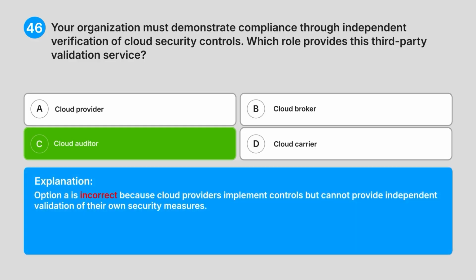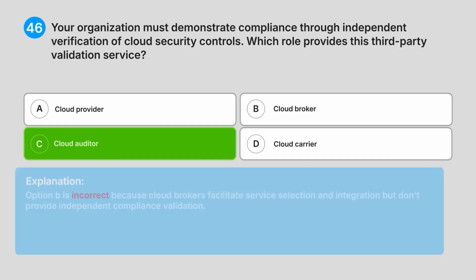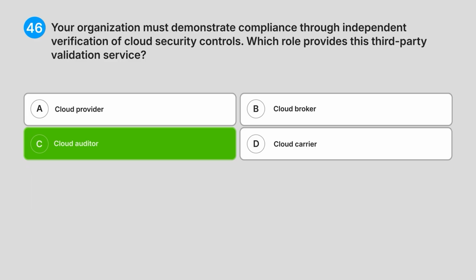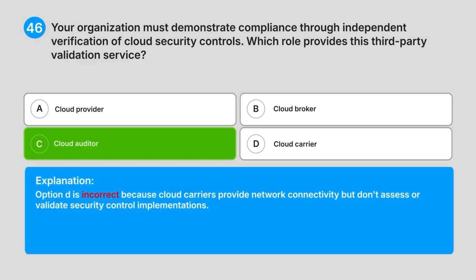Option A is incorrect because cloud providers implement controls but cannot provide independent validation of their own security measures. Option B is incorrect because cloud brokers facilitate service selection and integration but don't provide independent compliance validation. Option D is incorrect because cloud carriers provide network connectivity but don't assess or validate security control implementations.